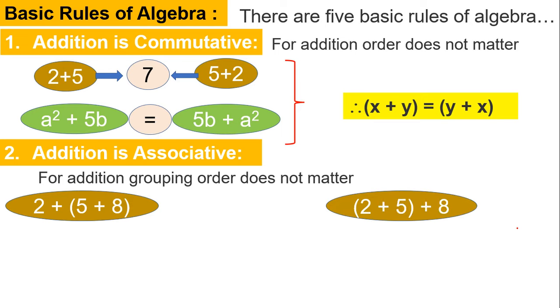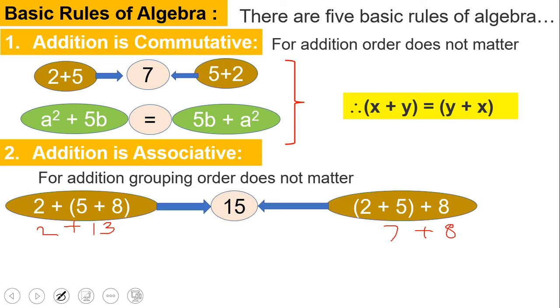Okay. Now what is the answer? 2 plus (5 plus 8). First we solve the bracket. So 5 plus 8 is 13, and adding 2, what is the answer? 15. Here, 2 plus 5 is 7, plus 8. What is the answer? 15. And hence both the answers are 15.